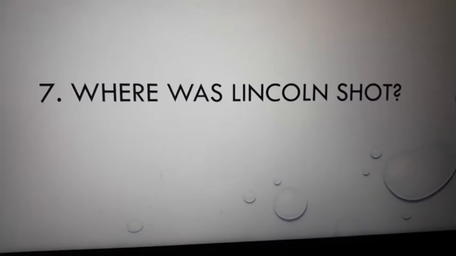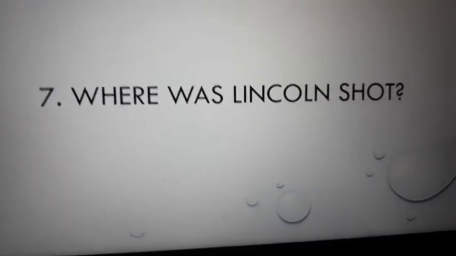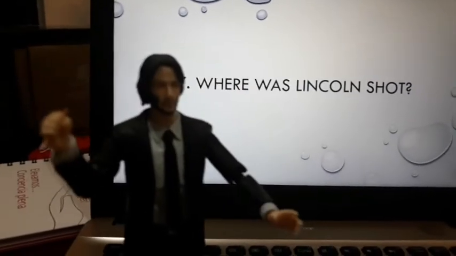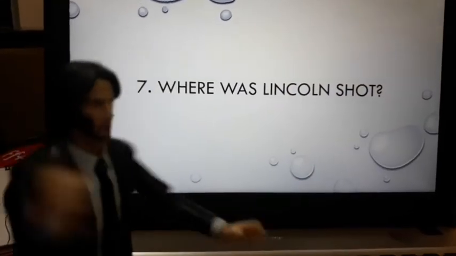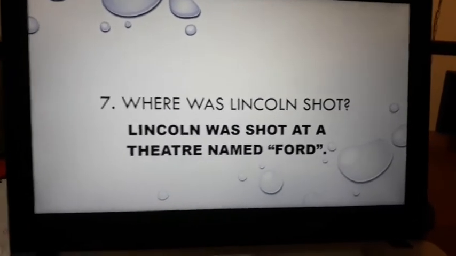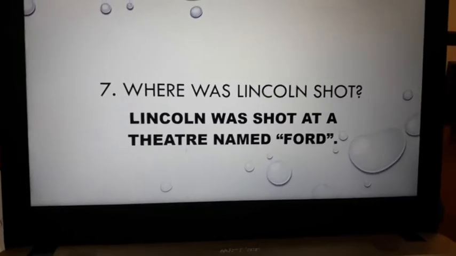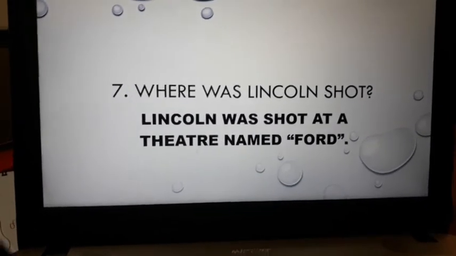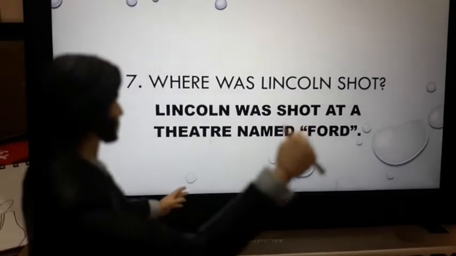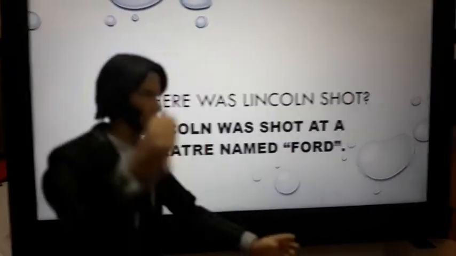Number 7 says, where was Lincoln shot? Where was Lincoln shot? The answer is, Lincoln was shot at a theater called Ford's. All right? That was it. That's number 7. Let's go with number 8.